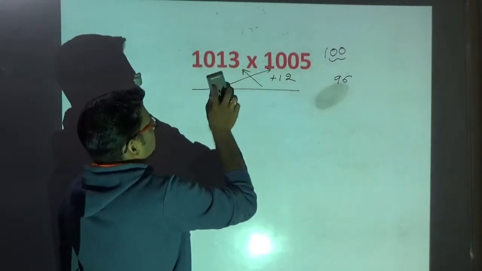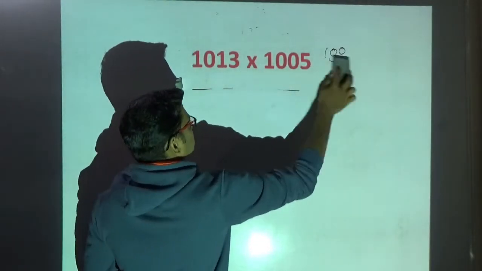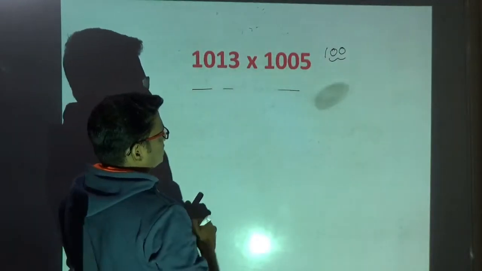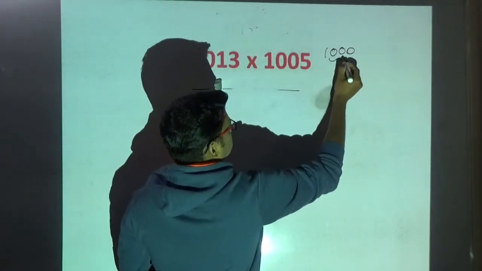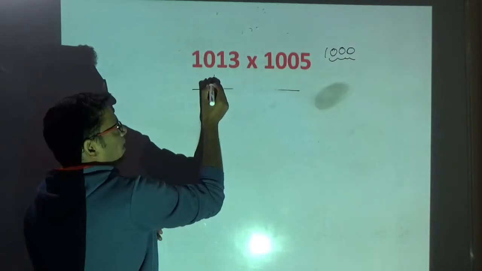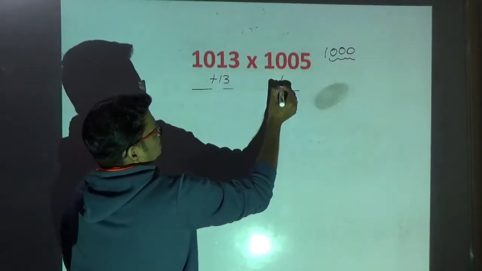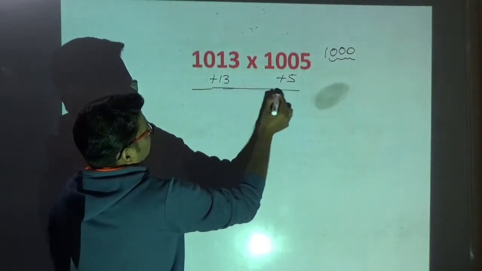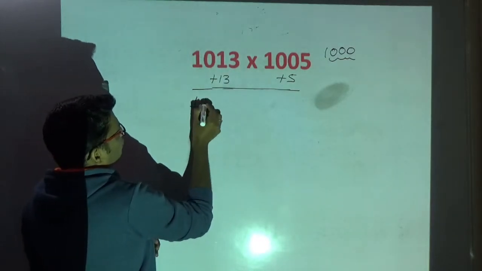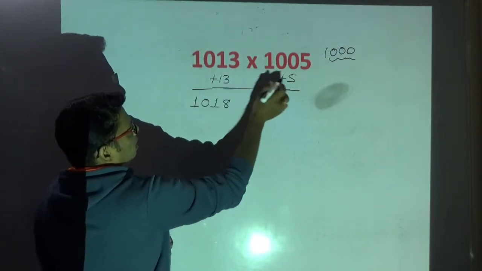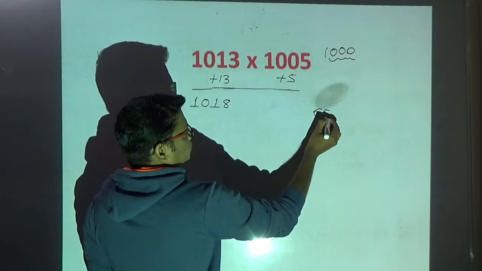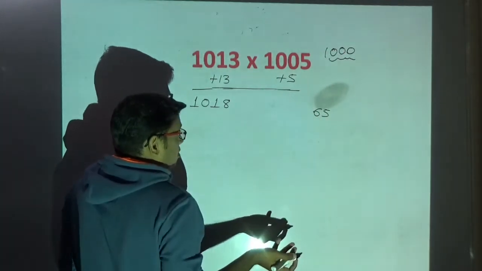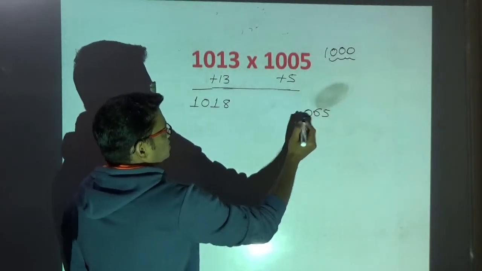So I am multiplying 1013 and 1005. The base for this example is 1000. This is above by 13. Above means plus. This is above by 5. Then you go for cross addition. It will become 1018. Then 13 times 5 is 65. 65 is a 2 digit answer. But how many zeros does 1000 have? 3 zeros. So I will write it as 065.